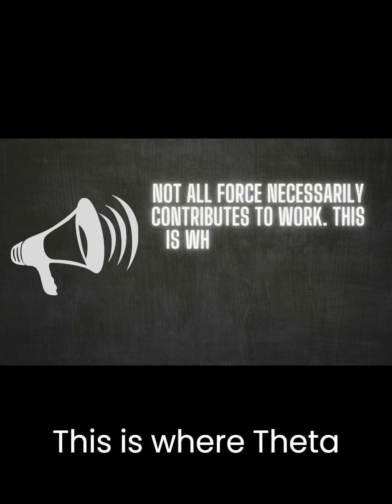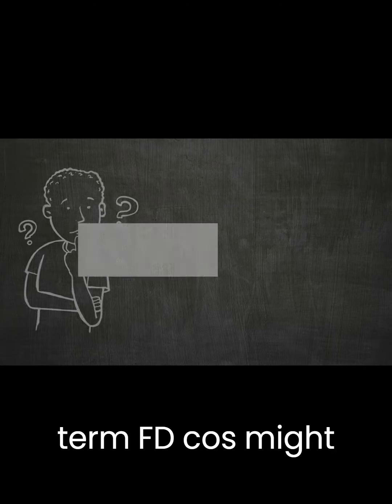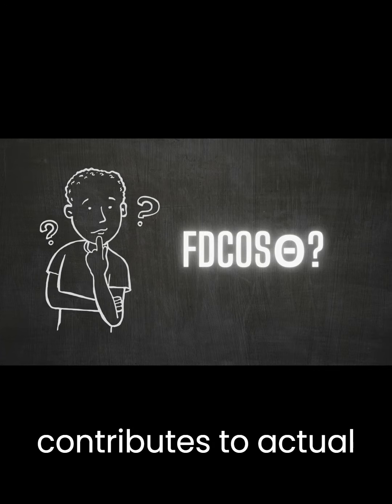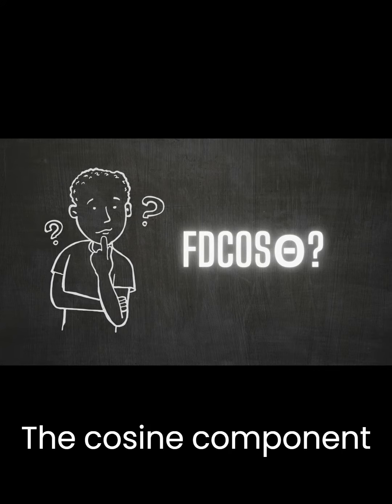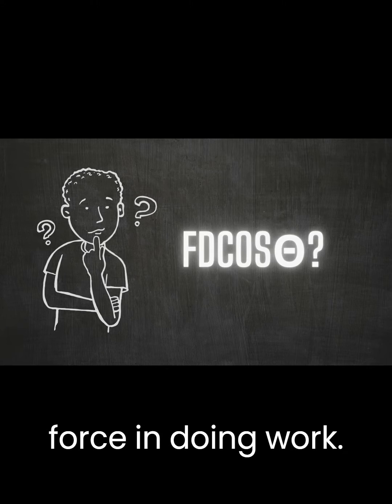This is where theta, the angle, comes in. Theta is the angle between the force applied and the direction of displacement. The term Fd cos theta might seem complex, but it's simply a way of calculating how much of the force contributes to actual movement in the intended direction. The cosine component is crucial because it determines the effectiveness of the force in doing work.